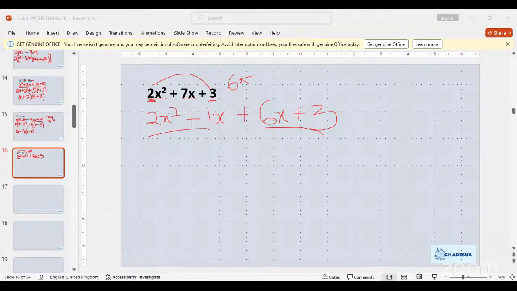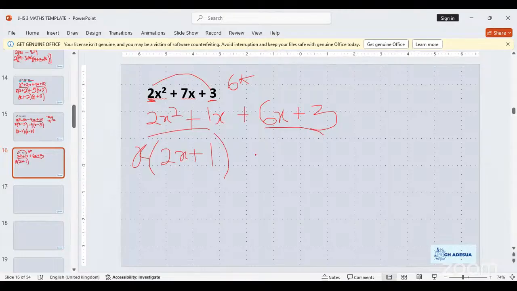Yes, sir. Okay, great. So help us. The first pair, 2x squared plus 1x. What is common? X is common. And then what will be left when you pull x out? 2x plus 1. Okay, so bracket closed.